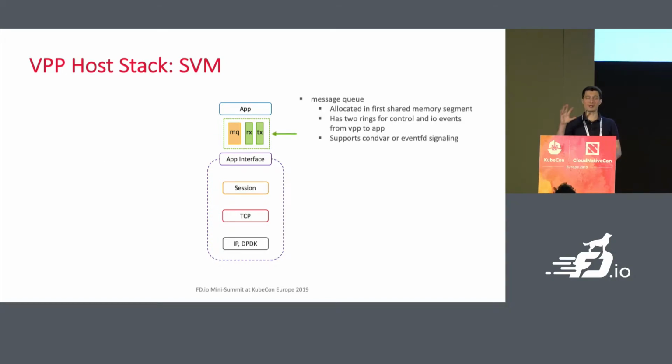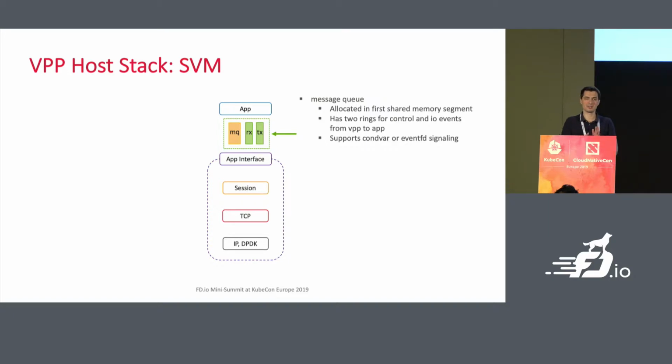Now, within these, we allocate two types of data structures. First up, message queues, which obviously are used for exchanging messages. By convention, we allocate these message queues in the first segment that's allocated for an application's worker. So if an application, for instance, has multiple workers, each one of the workers in the application will get a message queue, and those message queues will be allocated in the first segment allocated by the session layer for those workers. The message queues have two rings, one for I/O events and one for control events.